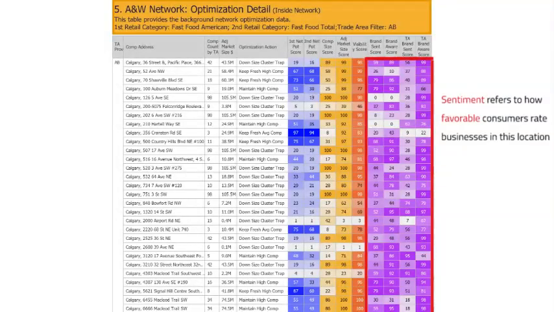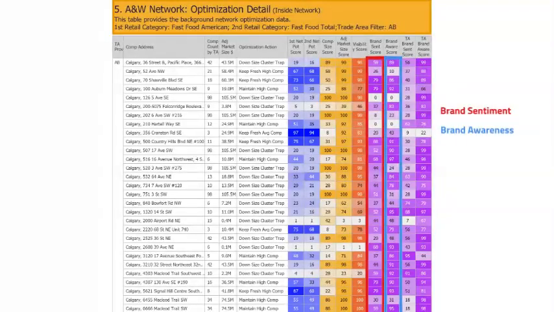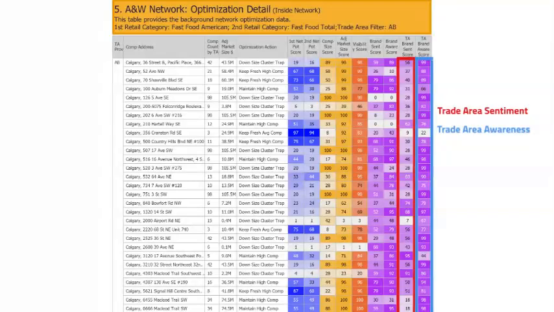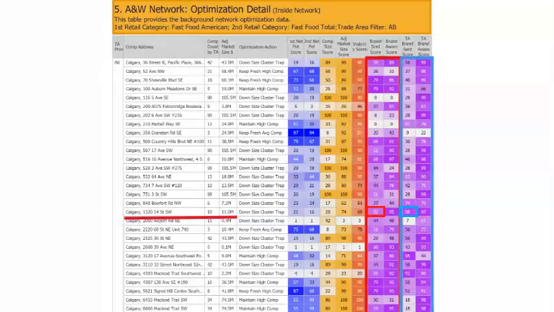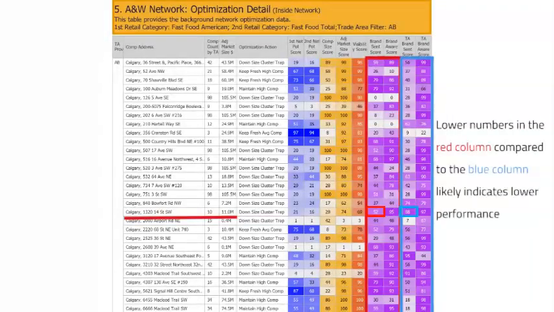The last four columns are part of the brand metrics. Brand sentiment is defined as the average Google rating, and brand awareness the total Google review count. The first two columns are for A&W, and the last two columns for the total trade area. Scores are benchmarked against all competitors in the retail category across Canada. The comparison of scores between A&W and each trade area provides additional rationale for the actual performance of a site. For example, a lower A&W sentiment score compared to the trade area would likely signal lower sales performance and additional revenue potential, and vice versa.